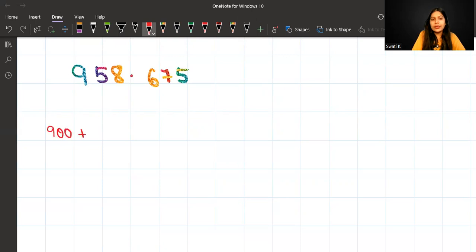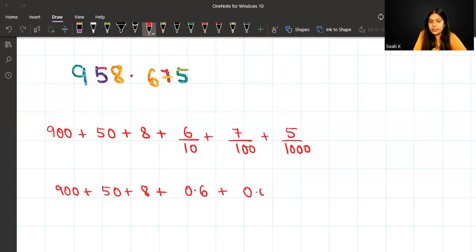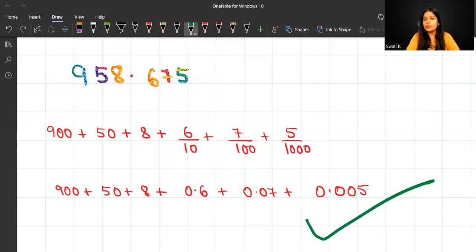So it is going to be 900 plus 50 plus 8 plus 6 by 10. This step I'm not skipping just to make you understand. 6 by 10 plus 7 by 100 plus 5 by 1000. I'll take one more step to write down the final answer, and that is going to be 900 plus 50 plus 8 plus 0.6 plus 0.07 plus 0.005. And this is our answer. Okay, so this is how you can write down the expanded form of any decimal number, and this was a requested video, so I hope you understood how to write down the expanded form of the same.